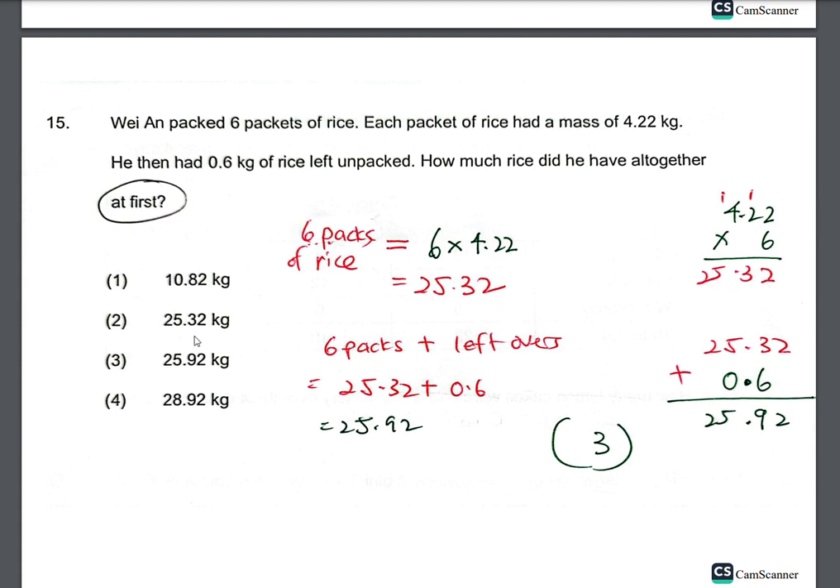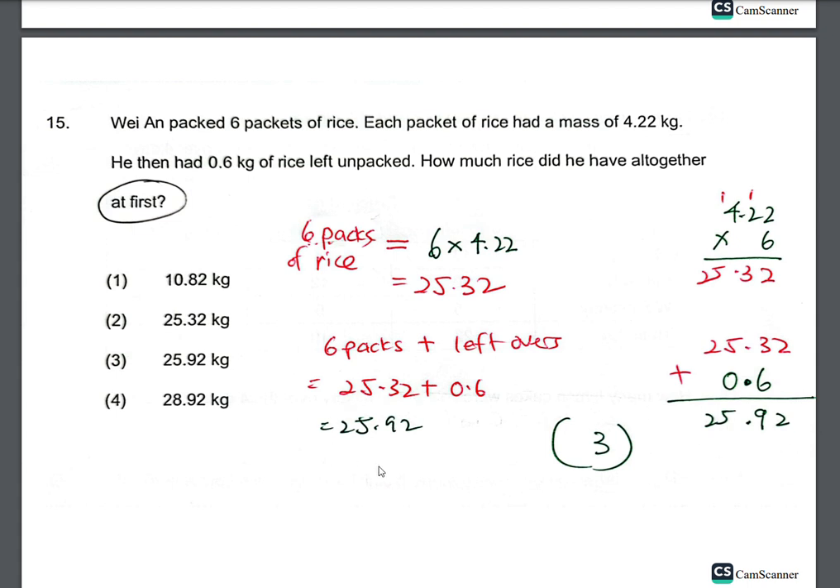If you choose 2 as your answer, it is incorrect because that is only the mass of the 6 packets of rice. For the total mass of rice, you need to add the mass that he left unpacked. So I must add 25.32 by 0.6. This is the left unpacked rice. 2 plus nothing is 2. 3 plus 6 is 9. 5 plus 0 is 5. 2 plus nothing is 2.